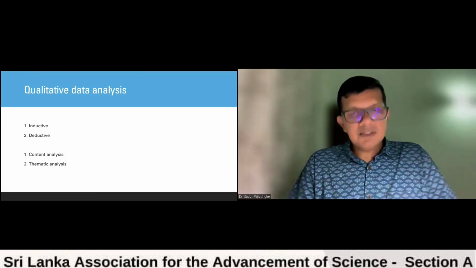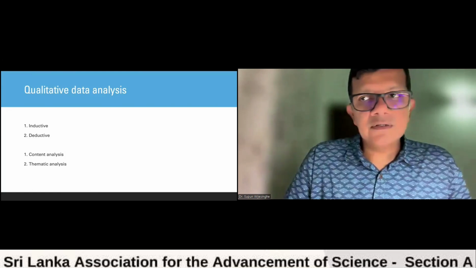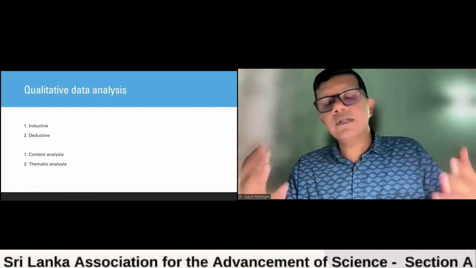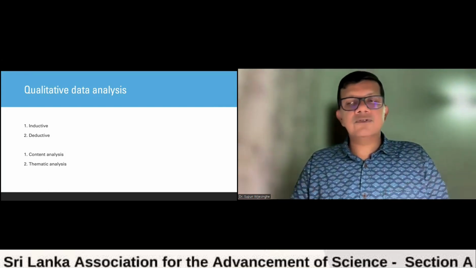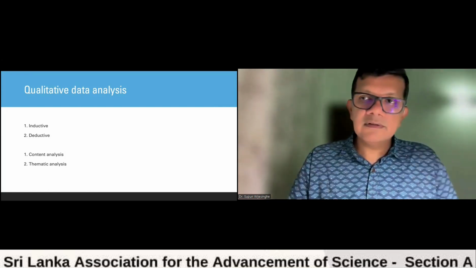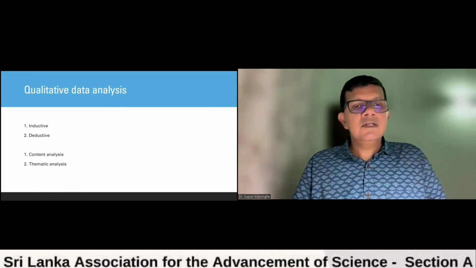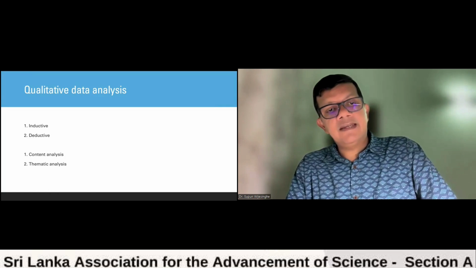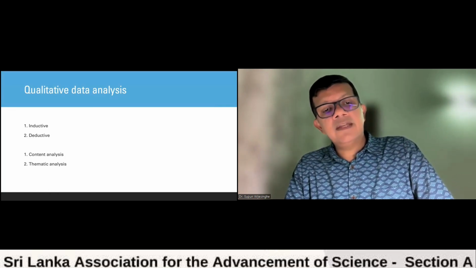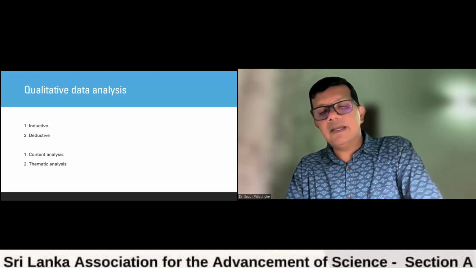Right. So once you collect data, what to do with it? You have hours and hours of recordings of in-depth interviews and focus group discussions, documents, texts, all these things. So there are many ways to analyze. There are two major types of analysis. We are talking about inductive and deductive, and then content analysis and thematic analysis.